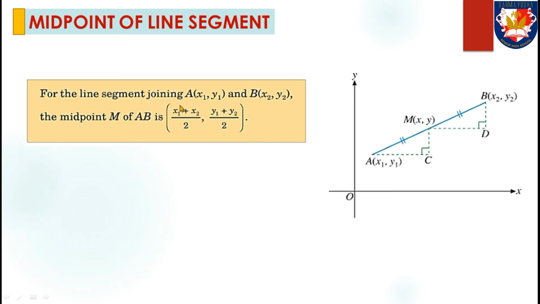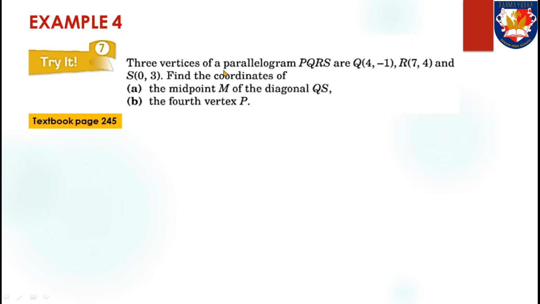For the line segment joining A(x1, y1) and B(x2, y2), the midpoint M of AB is ((x1 plus x2) over 2, (y1 plus y2) over 2). Example 4. Three vertices of a parallelogram PQRS are Q(4, -1), R(7, 4) and S(0, 3). Find the coordinates of the midpoint M of the diagonal QS and the fourth vertex P. Solution.